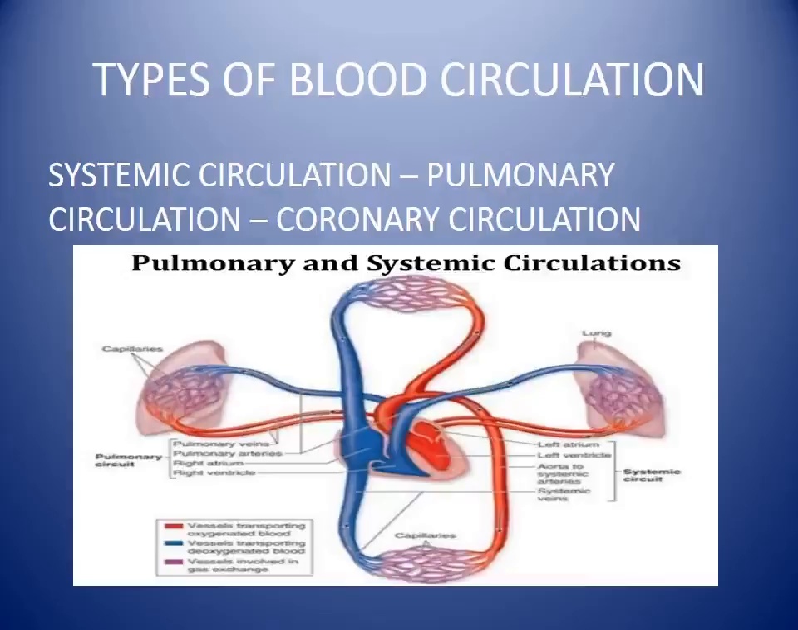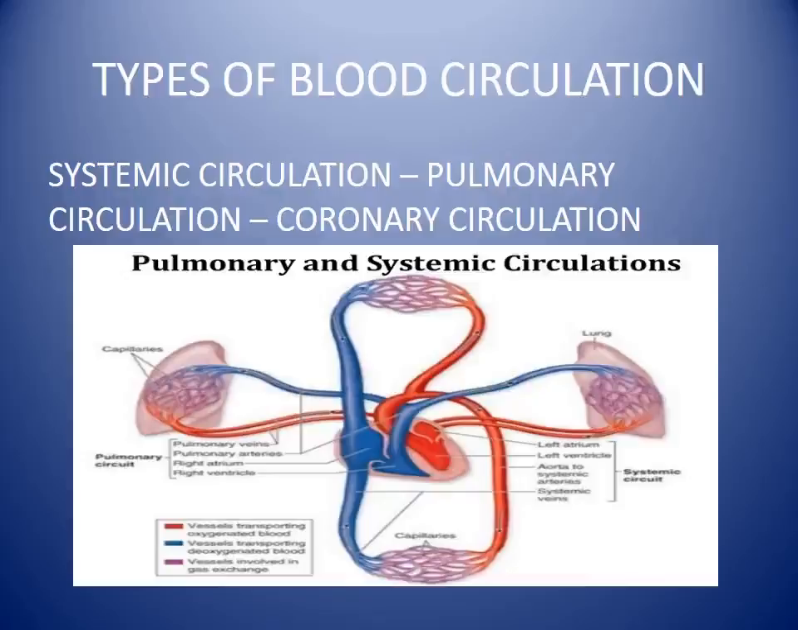In double circulation, the oxygenated blood does not mix with the deoxygenated blood. They are kept separate only. Next one, single circulation.